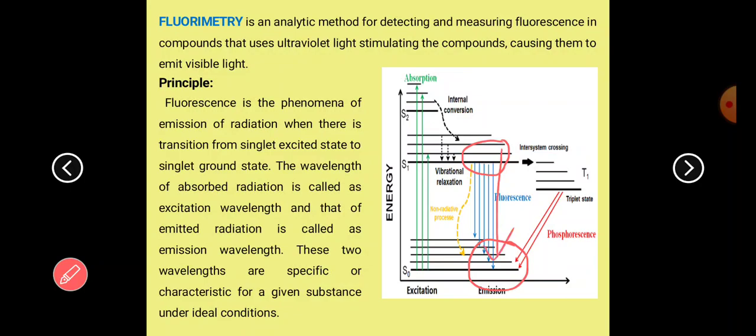The wavelength of absorbed radiation is called the excitation wavelength, whereas the wavelength of emitted radiation is called the emission wavelength. These two wavelengths are specific or characteristic for a given substance under ideal conditions.